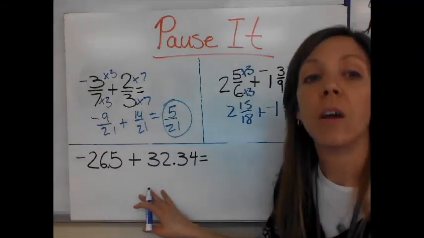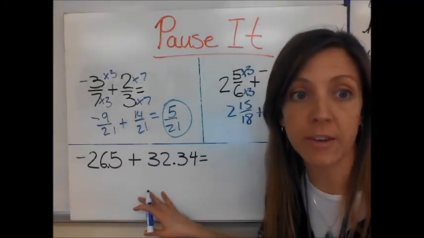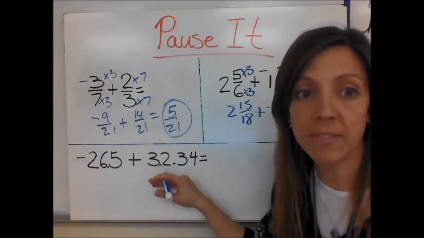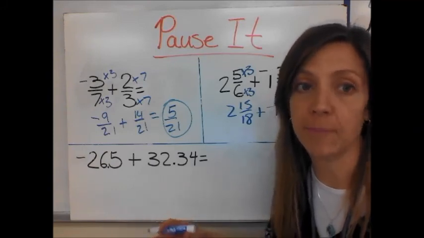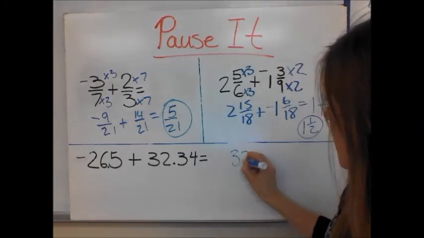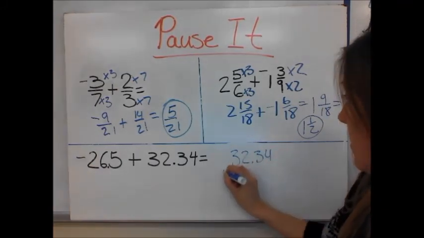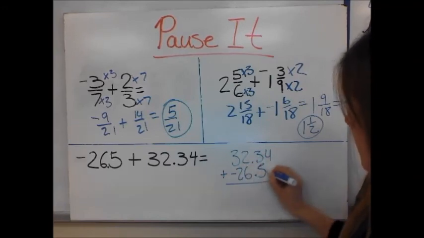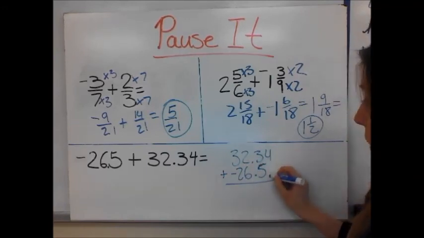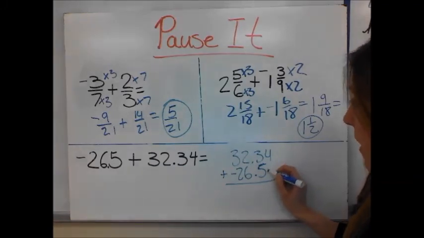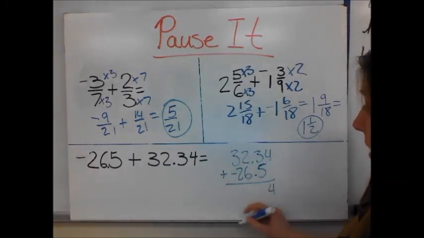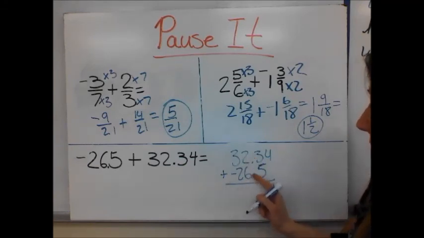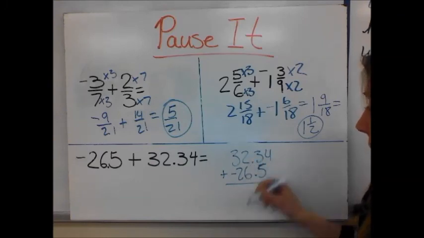Let's move to the last one. We are adding decimal numbers. One's a positive, one's a negative. I'm going to ask myself, which one has more, positivity or negativity? Since there's more positivity, I'm going to line up my place value spots and my decimal. 4 minus nothing is 4. And keep in mind that this is a negative. So I asked which one has more. There's more positivity, and I'm subtracting the negative number from the positive number.